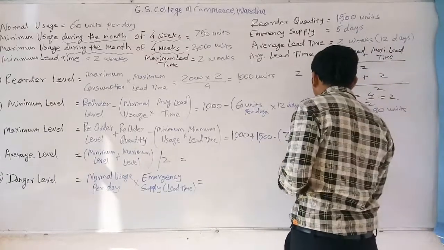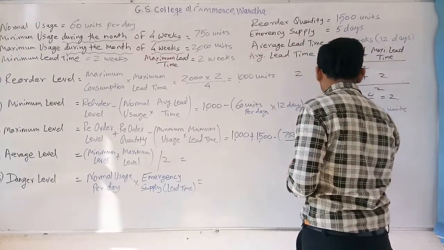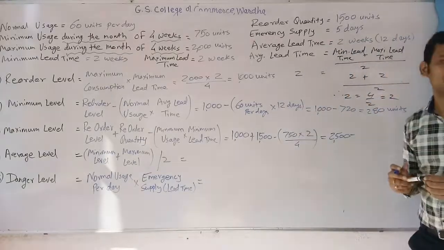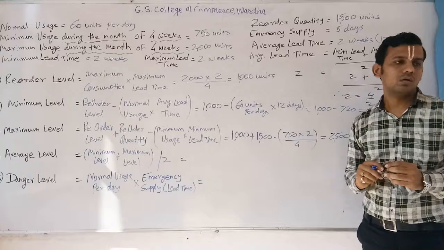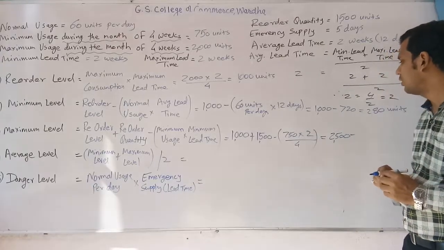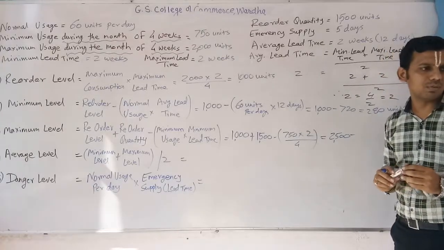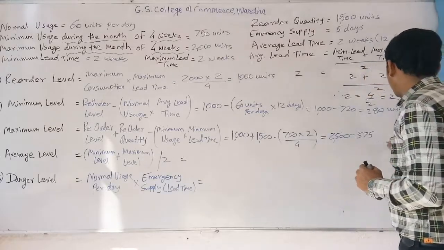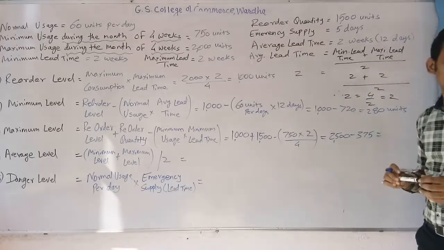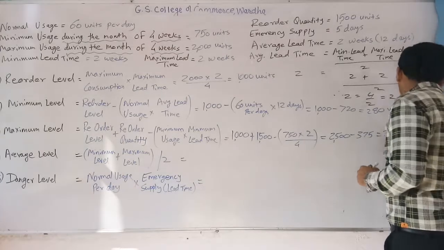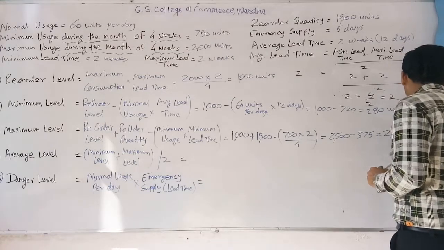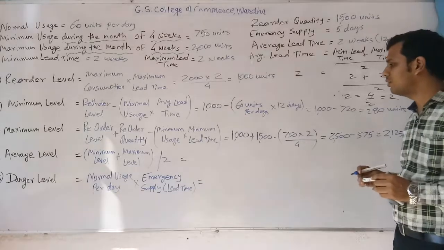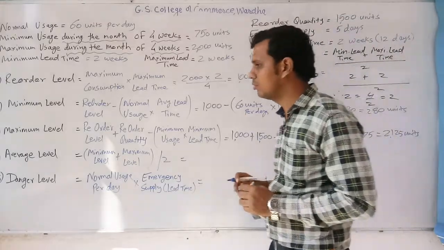Hence we would simplify it and we would get 2500 minus 750 multiplied by 2, that is 1500, divided by 4. By simplifying it we get 375, so 2500 minus 375 is 2125 units. This is our maximum level.